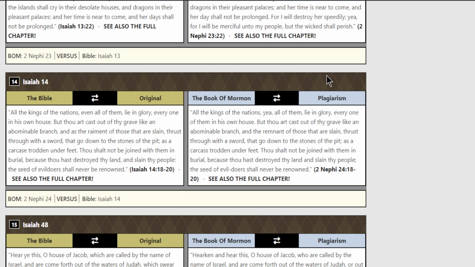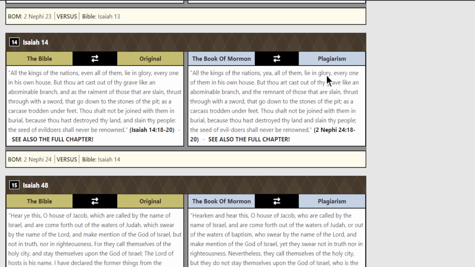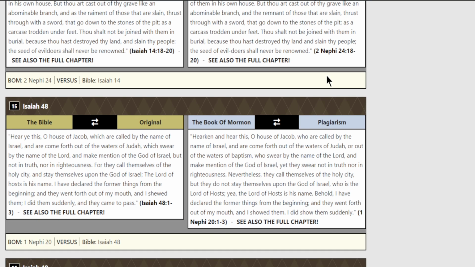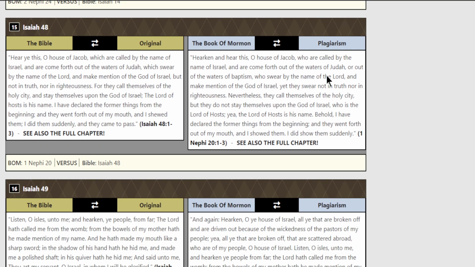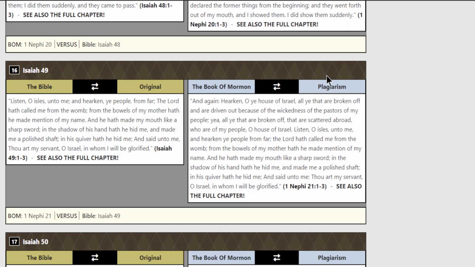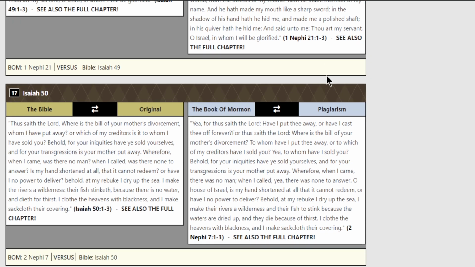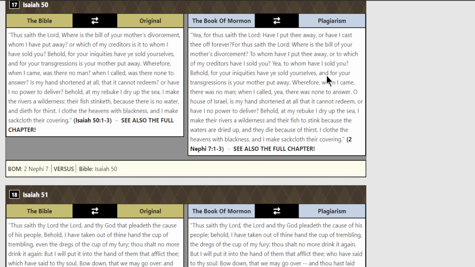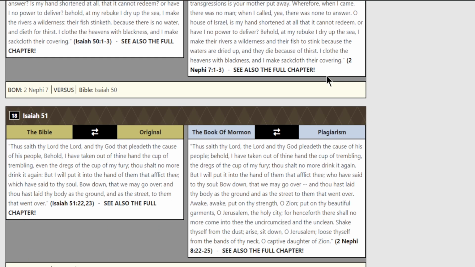So what about Isaiah 48? Notice that Joseph Smith stopped with 14 and then he jumped to 48 and started putting those verses in the Book of Mormon also. And we got 48 all the way to 53, I believe. Some of these verses you'll see are smaller on the Bible side and bigger on the Book of Mormon side. So as you can see, there were fillers to even what the Bible said.